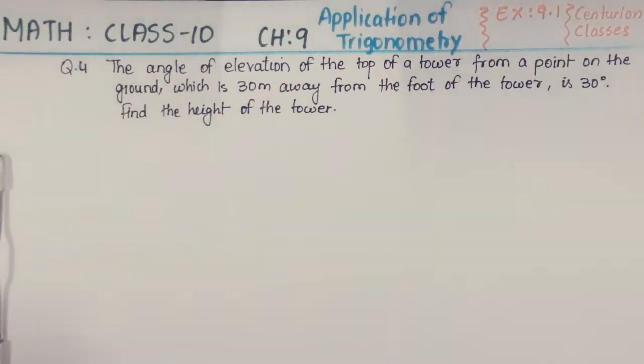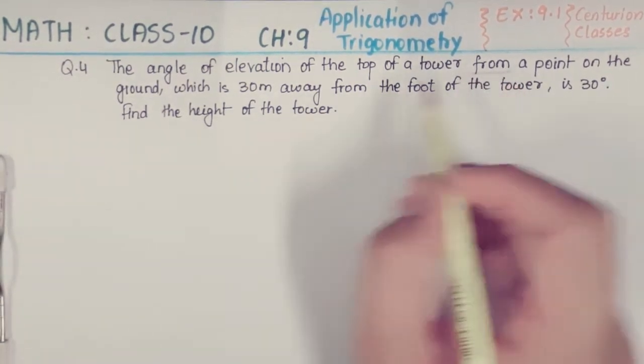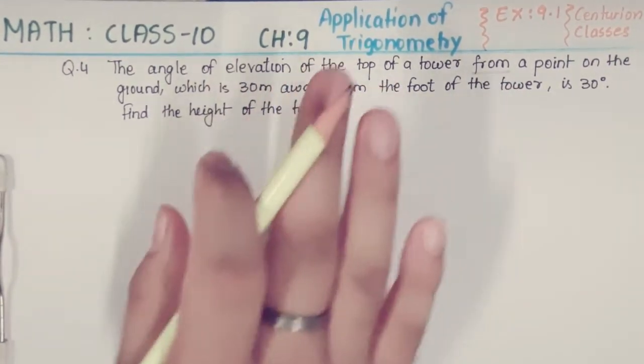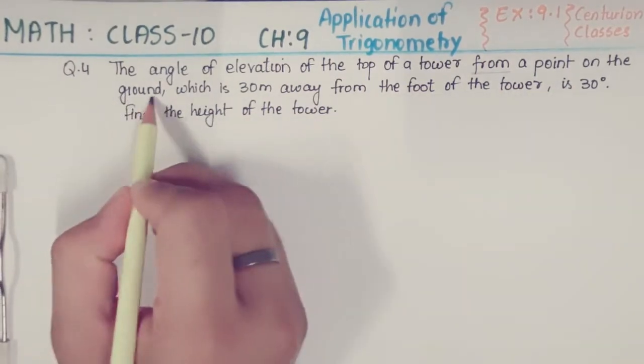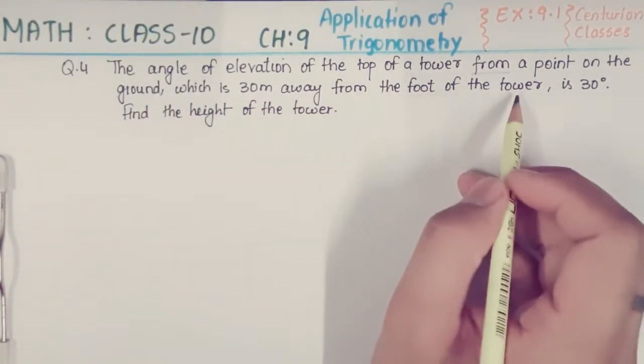Hello students, in this video we are going to solve question number 4 of exercise 9.1. The question is: the angle of elevation of the top of a tower from a point. This word is important over here, from. We are talking about angle of elevation, and it is from a point on the ground which is 30 meters away from the foot of the tower.